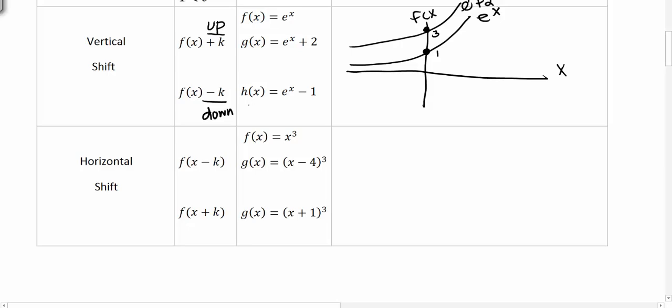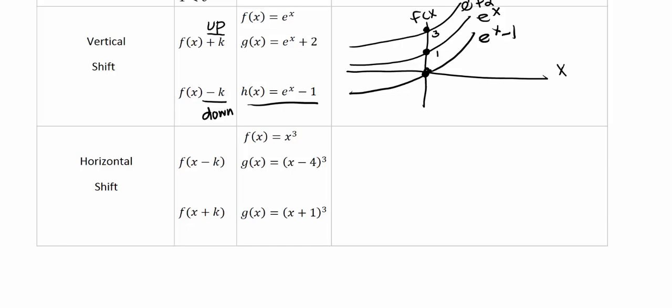If we were to consider what would happen if we subtracted 1, it would take our function and shift it down 1 unit. So then we would have e to the x minus 1. So instead of crossing through at 1, it would cross through at 0 because that whole point was moved down 1 unit as well as all of the other points. So this is somewhat intuitive: if you add a number to your function, it'll get shifted up that many units, and if you subtract a number from your function, it'll get shifted down that many units.